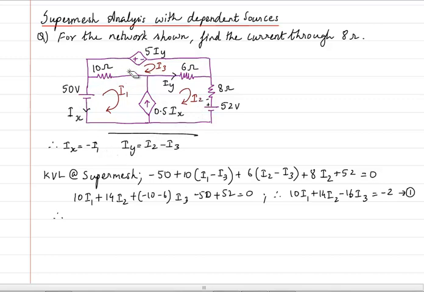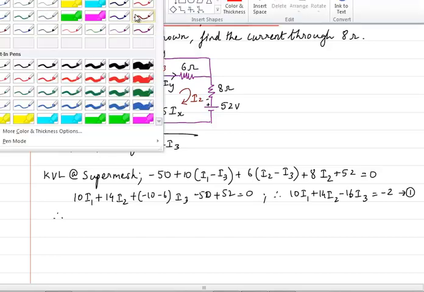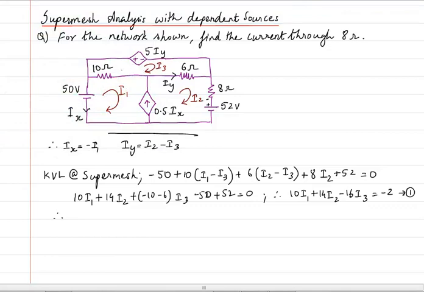Now I will go for the third mesh. In the third mesh, I directly have a voltage source, so it does not matter. I will directly write the polarity. This is going to be plus minus. This is going to be plus minus. This one is already written, so I will go for the back of the bogie.